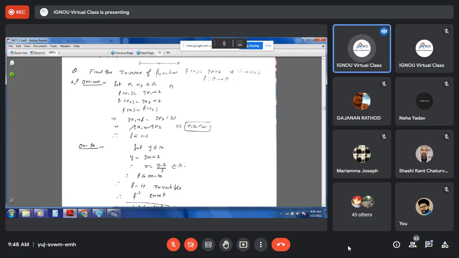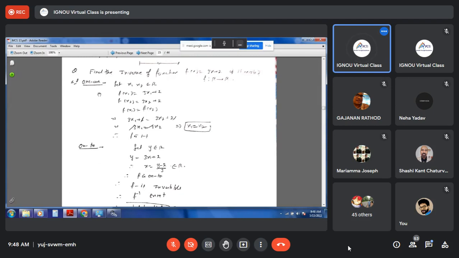Try to understand what we do. How to prove 1-1? To find the inverse, the function must be invertible. For invertible, it must be bijective. And for bijective, it must be injective and surjective. So let us check 1-1.